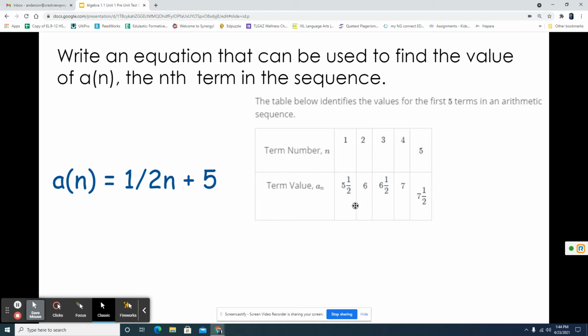1/2 n is because we have that 1/2 difference between each of our numbers. That's our pattern, adding 1/2. Our lowest whole number is 5. So to check that out, we can just say n is 1. 1 times a half is a half. Add that to 5, you get 5.5. If our n is 2, well, 2 times a half is 1, plus 5 is 6.